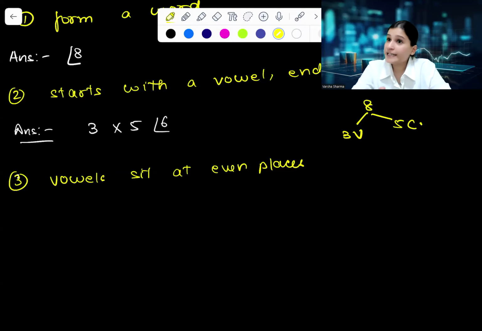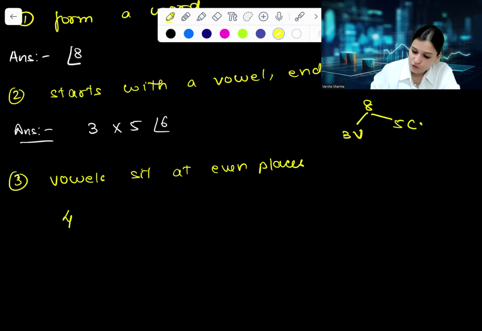In those four places, I need to first select which three places my vowels will sit. Once I've selected those, I will then find out how I can arrange them. So out of four, I need to select and arrange three. So 4P3. Is it understood, guys? Yes, ma'am. So the three vowels have sat.